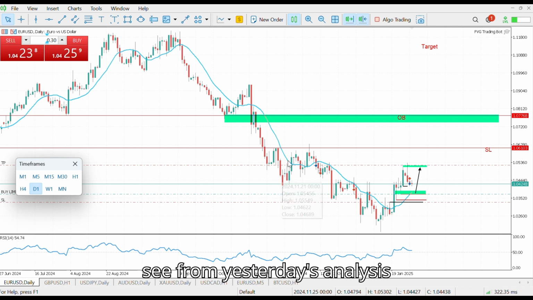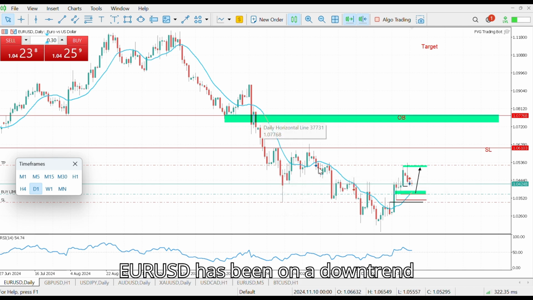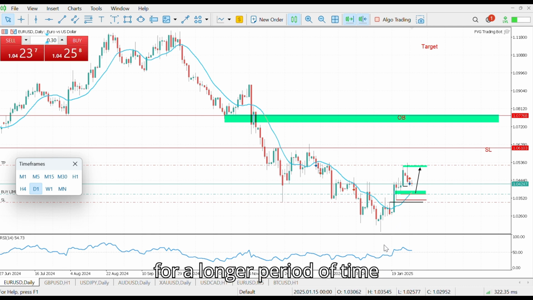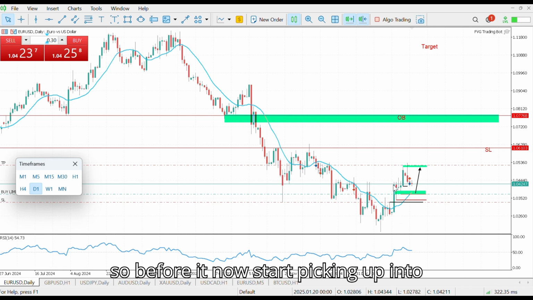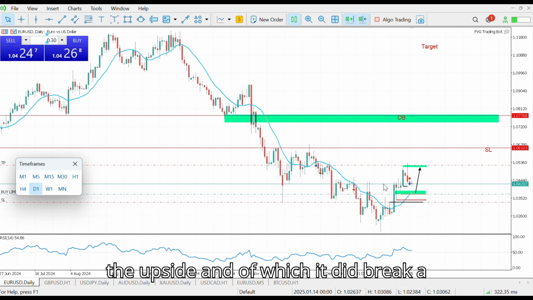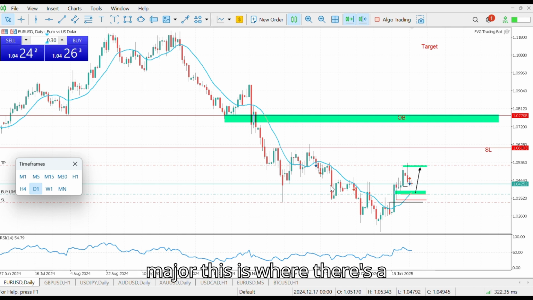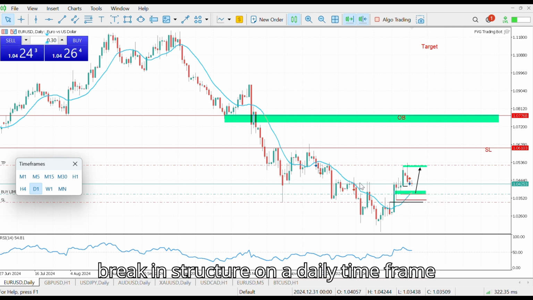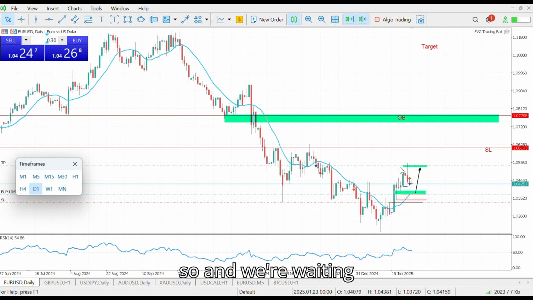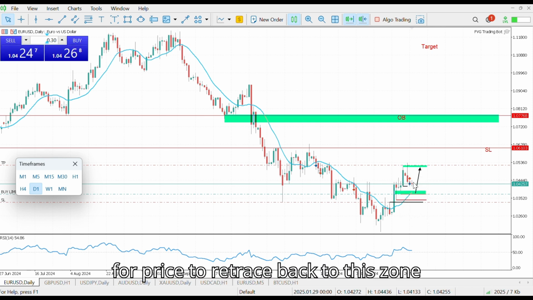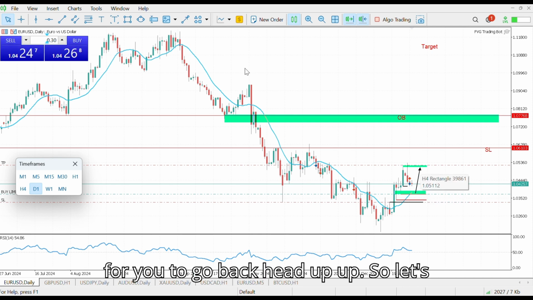As you can see from yesterday's analysis, EUR/USD had been in a downtrend for a longer period of time until the 18th of January. Then it started picking up to the upside and broke a major high. This is where there's a break in structure on the daily time frame, and we're waiting for price to retrace back to this zone before it heads back up. So let's take a look.